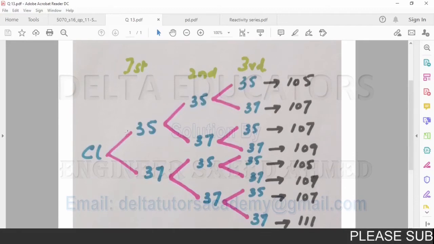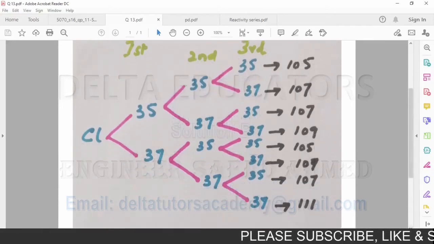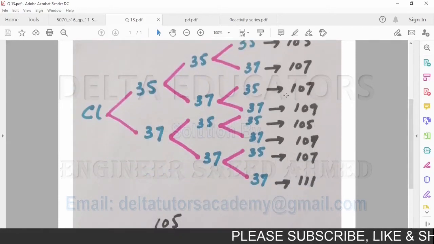Now here for this one, it is 35, 35 and 35. So here the total mass will be 105. For the second series, it is 35, 35 and 37, so it will be 107. For the third one, it is 35, 37 and 35, it will be 107. For the fourth one, it is 35, 37 and 37, it will be 109. In the same way, we have calculated the molecular mass for all the remaining combinations.